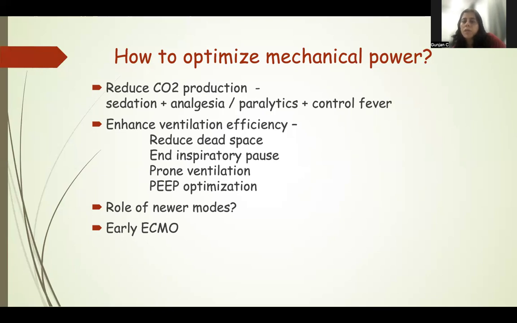And we need to achieve this by giving them a good amount of sedation and good analgesia. SOS, if required, we may add paralytics and control the fever. One important component is that we have to reduce the flow and the respiratory rate, which play a very important role in the mechanical power equation. We have to enhance the ventilator efficiency.